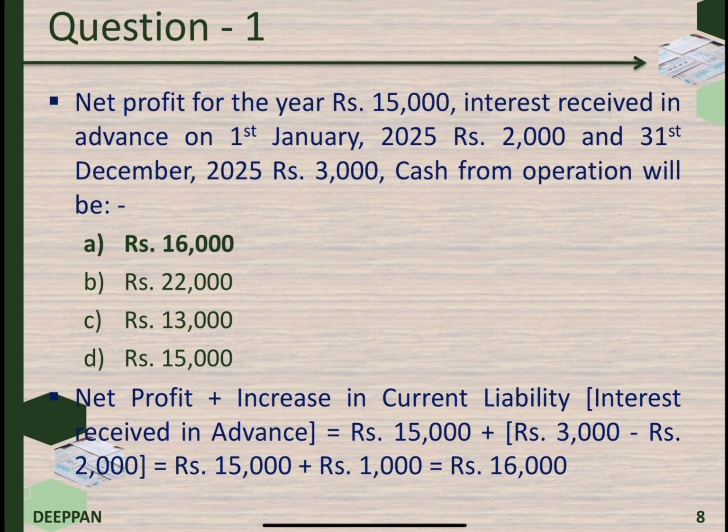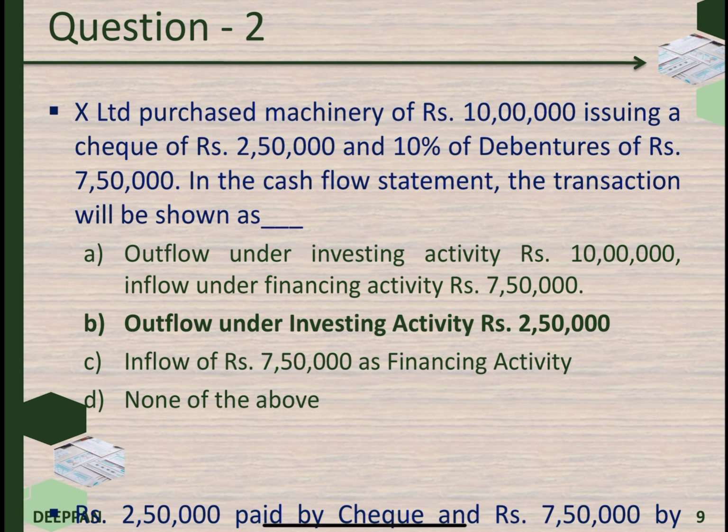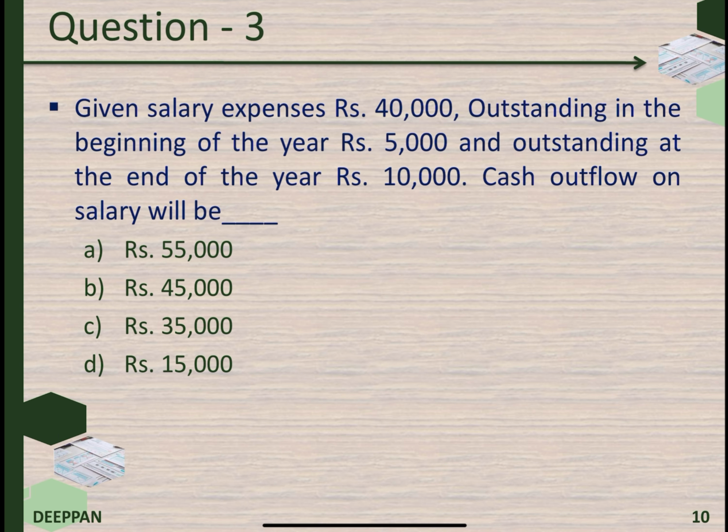The answer is 16,000. X Limited purchased machinery of rupees 10 lakh, issuing a check of rupees 2,50,000 and 10% debentures of rupees 7,50,000. In the cash flow statement, the transaction will be shown as outflow under investing activity rupees 2,50,000. Rupees 2,50,000 only paid by check and 7,50,000 only by issue of debentures, which is consideration other than cash. So the cash outflow is only rupees 2,50,000.